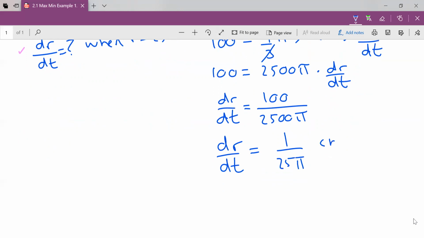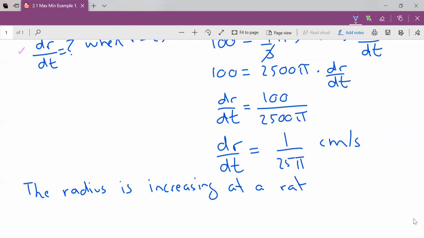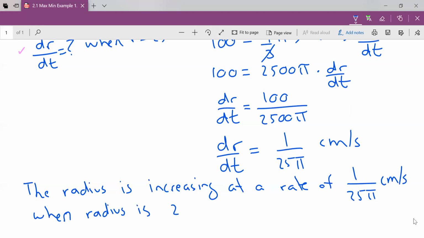Now I'm going to put my units back in. This is centimeters per second. And it doesn't hurt to write a sentence at the end. I won't be lazy. The radius is increasing at a rate of 1/25 pi centimeters per second. But that's not specific enough, friends. It's not always increasing at that rate. Specifically, when the radius, or I could have talked about the diameter, but when the radius is 25 centimeters.